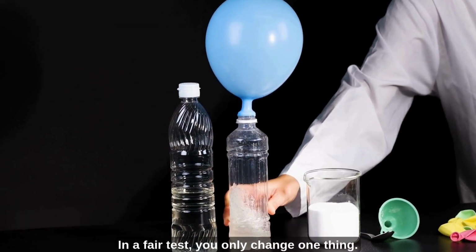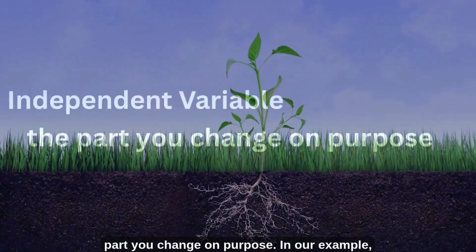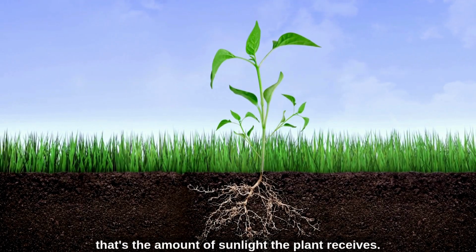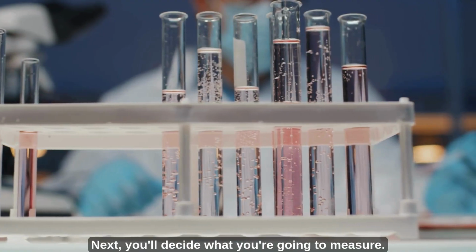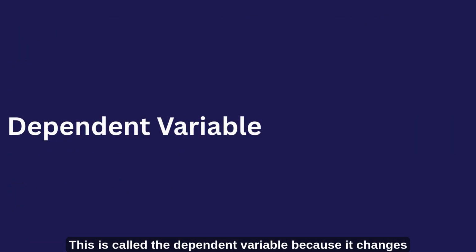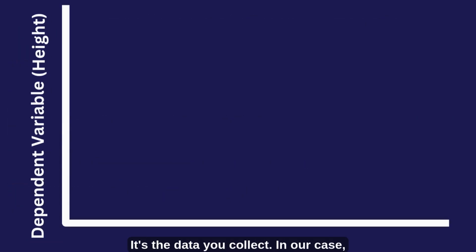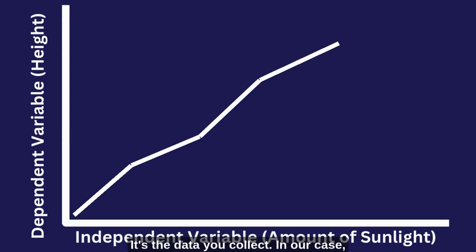In a fair test, you only change one thing. This is called the independent variable, or the part you change on purpose. In our example, that's the amount of sunlight the plant receives. Next, you'll decide what you're going to measure. This is called the dependent variable because it changes as a result of your experiment. It's the data you collect. In our case, we would measure how tall the plant grows.